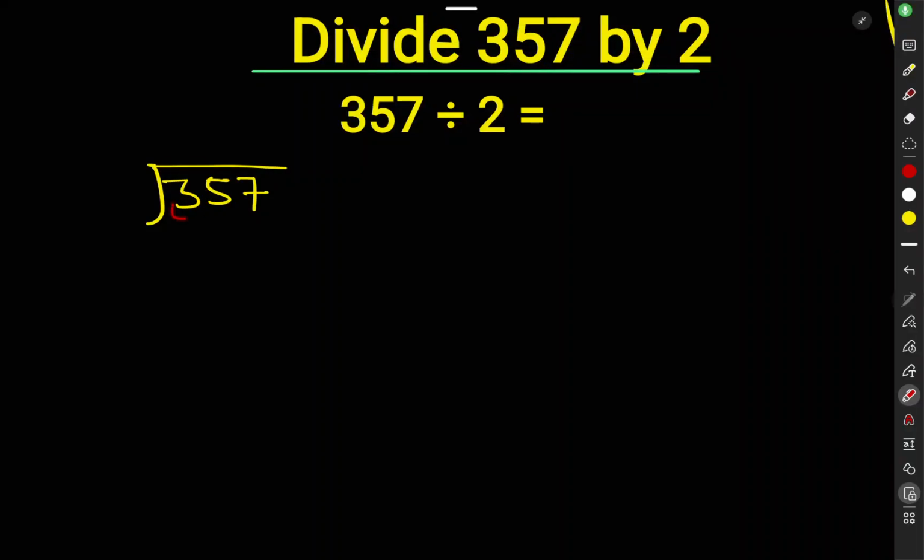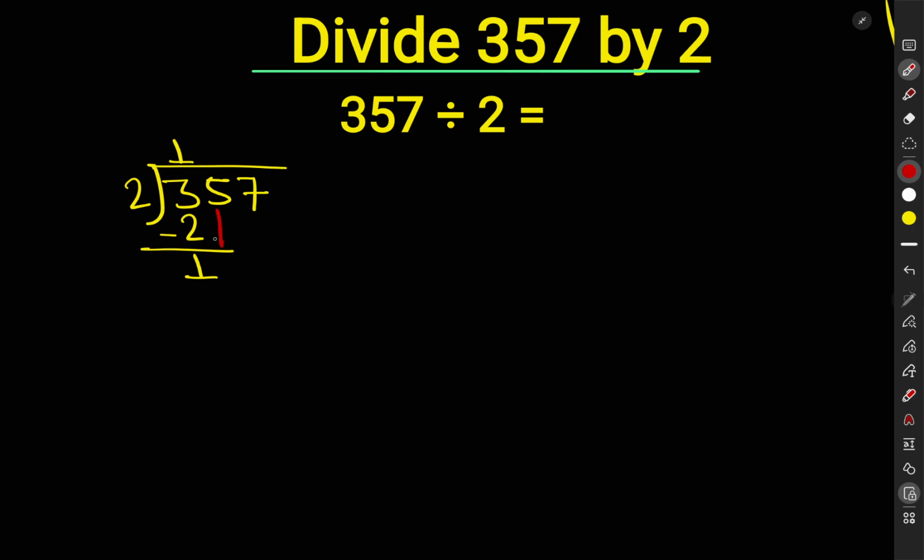Divide 357 by 2 in long division method. So 2 times 1 means 2. On subtracting we get 1. So now this 1 is less than 2.